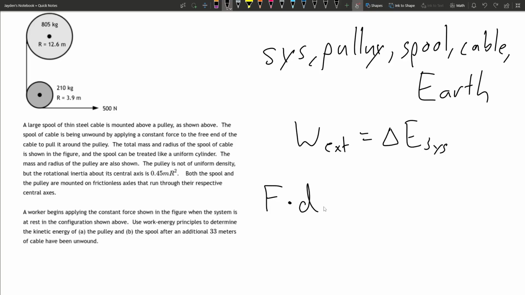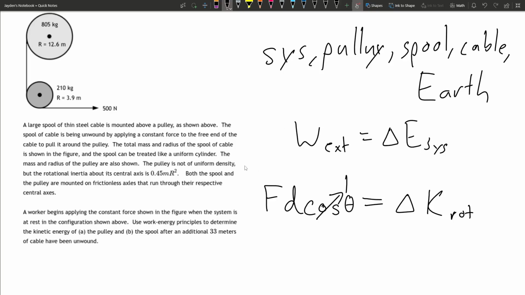Force times distance. I think it's sine theta, but, is it cosine theta? Pretty sure it's cosine theta. Cosine theta is equal to 1 because the cable is moving in the direction of the force. And that's going to be equal to the change in rotational kinetic energy because nothing's really translating.